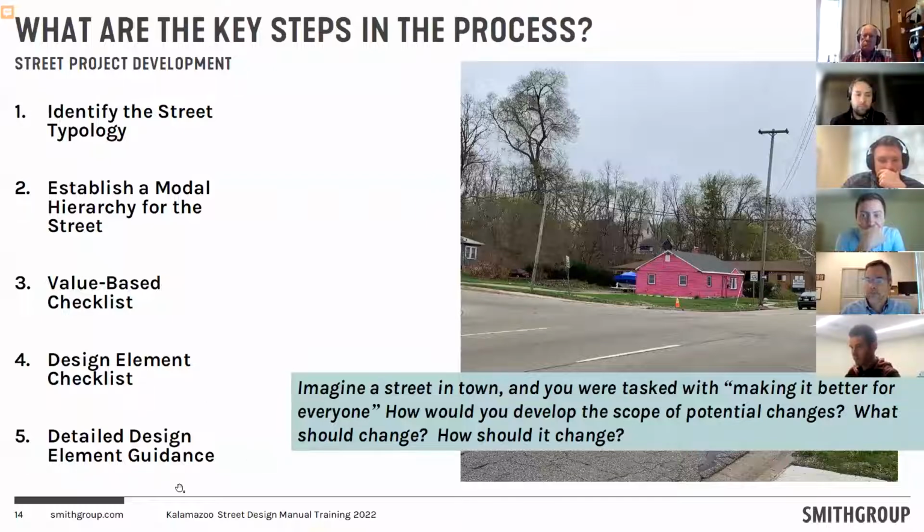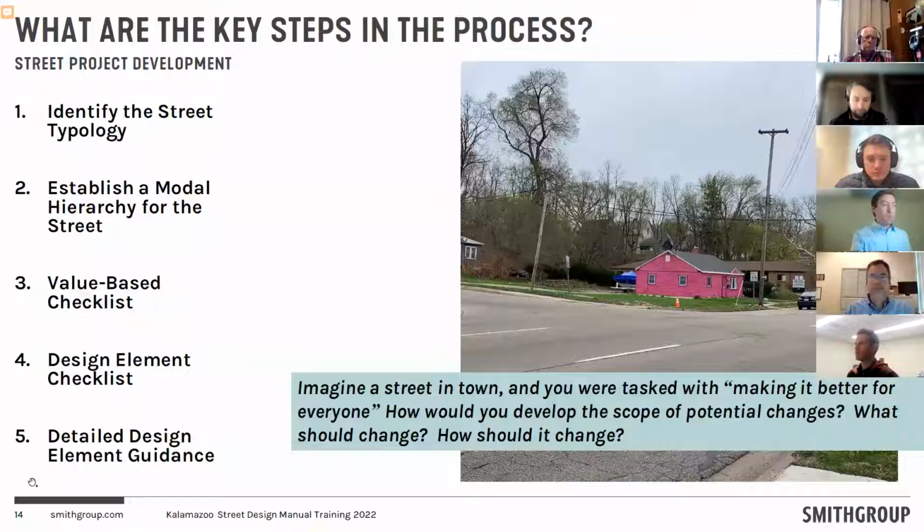Then there's the design element checklist. That's going to help you figure out, specifically with this typology and this modal hierarchy, what pieces should be going into the project. And then of course the detailed design element guide, which is going to give you the technical information you need to say, great, I've decided I need a protected bike lane. How do I design that protected bike lane, right? What are the standards? What's the best practice? Where can I find more information? That's all going to be in the detailed design guidelines.